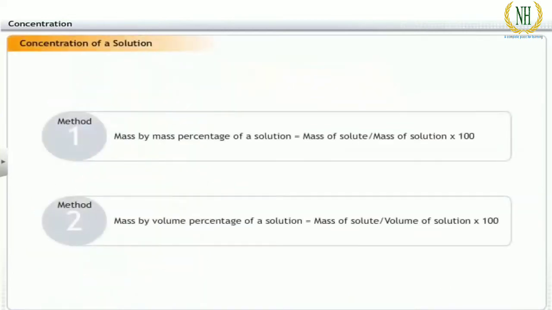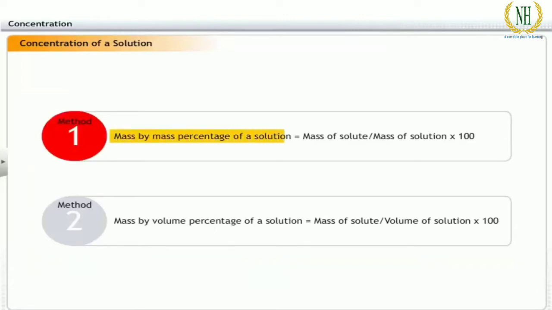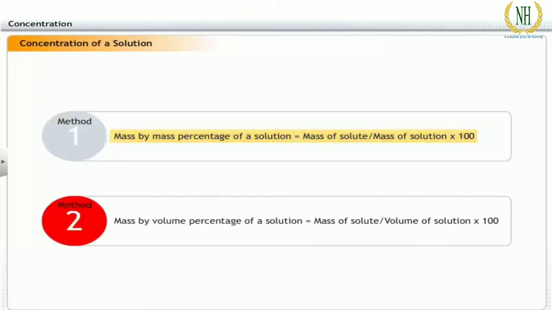Concentration is defined as the amount of solute present in the unit volume of a solution. A solution that contains a relatively smaller quantity of solute as compared to the solvent is known as a dilute solution. The concentration of a solution can be expressed using two methods. Mass by mass percentage of a solution is equal to mass of solute divided by mass of solution multiplied by 100. Mass by volume percentage of a solution is equal to mass of solute divided by volume of solution multiplied by 100.